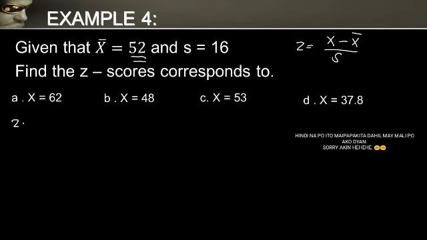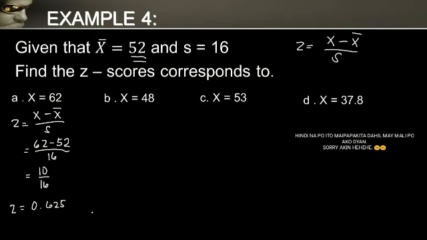Now, let's proceed. z equals x minus x bar all over the sample standard deviation. Given that x is 62, minus the mean of 52, all over s of 16. Now let us subtract 62 minus 52. That is 10 over 16. Now let us divide 10 by 16. So, that is 0.625.